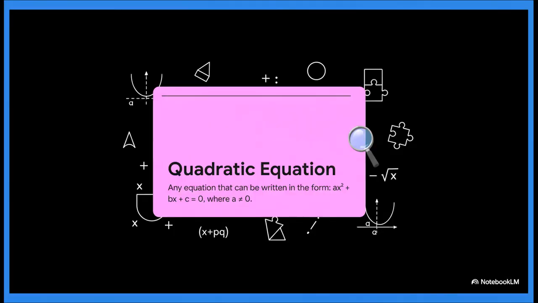So first things first, what are we even talking about here? A quadratic equation is basically any equation that you can write in this standard form: ax squared plus bx plus c equals 0. Just think of this as the blueprint for every single problem we're about to solve. And here's the key thing to remember, that a value cannot be 0. Why? Because if it was, that x squared term would just disappear, and poof, it's not a quadratic anymore.